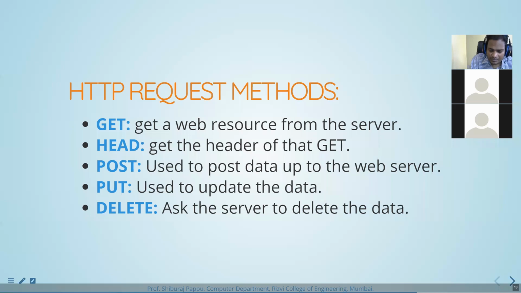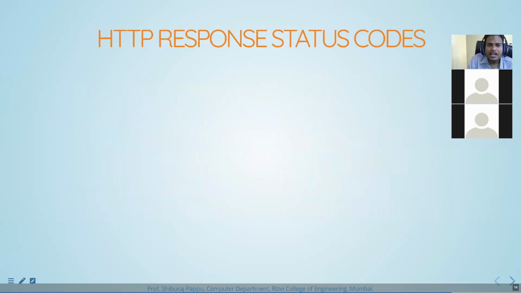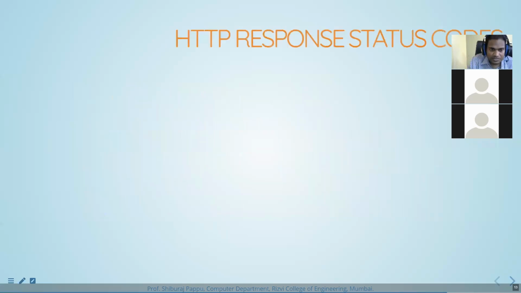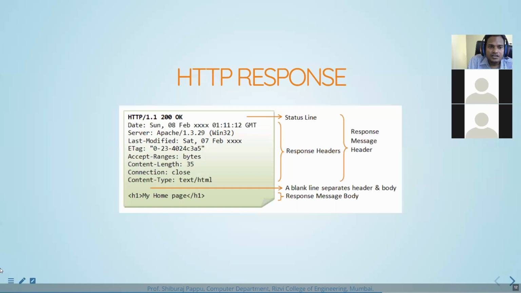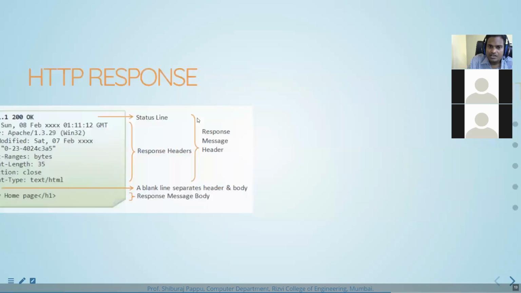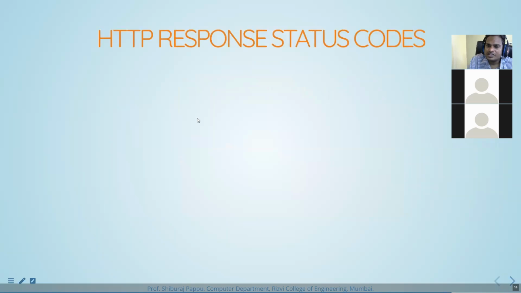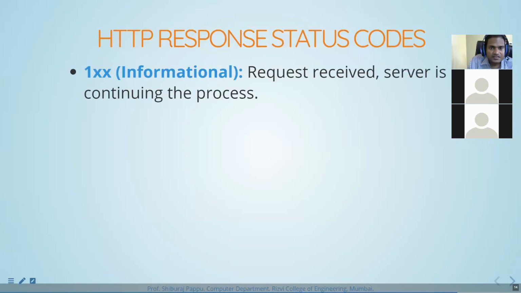Okay, so let's go ahead and start with status codes. In the response, I have shown you, let me just go back to the slide, that the first was the version, and the second was the very important part, that is the status of your response. If you look at the status codes, there are 5 different categories of status codes. Let us see the first one.